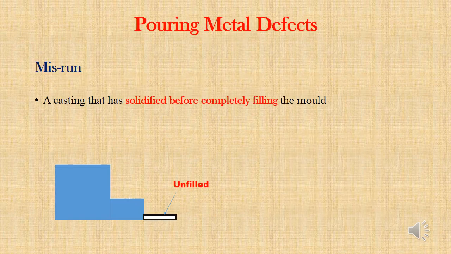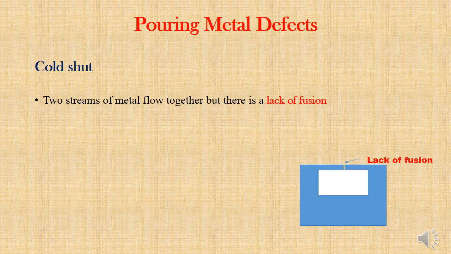In pouring metal defects, the first defect is misrun. Here, the casting solidifies before completely filling the mold. The main cause for this is low pouring temperature. The next defect is cold shut.